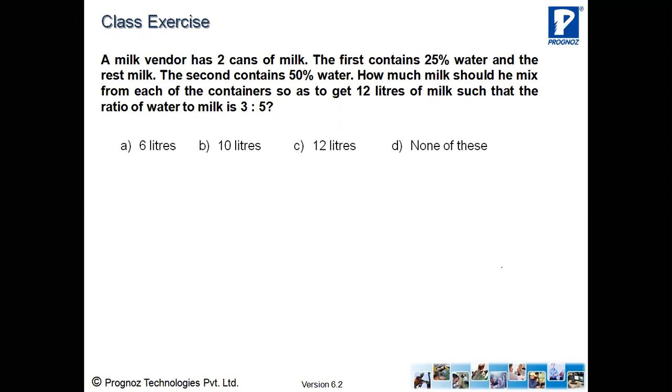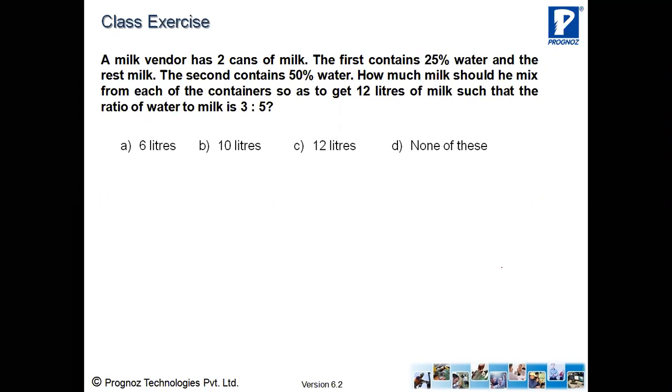Now here if you see, you can find A1, you can find A2. मिल्क को अगर हम बेस लें बिकॉज 12 लीटर्स ऑफ मिल्क बोल रहा है तो इट इज 25% water, rest milk. Second is 50% water, rest milk. And combined average में मिल्क का क्या कंसंट्रेशन है ये हमें नहीं दिया हुआ है और रेशियो भी नहीं दिया हुआ है. रेशियो तो निकालना ही है.